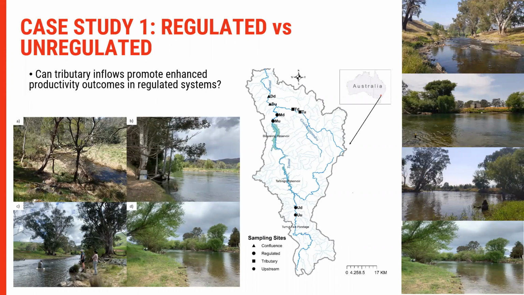So case study 1. This study came about more from the point of view of whether tributary inflows could enhance productivity outcomes in regulated systems. So basically we have the Tumut River here, and if I can show you with my pointer, the Tumut River flowing down, and then you have the different reservoirs here. Blowering Reservoir is the one above our sites, and then we had sites upstream as well. But then we have this unregulated tributary nearby called the Gubagandra that joins the Tumut River downstream from these reservoirs. So we wanted to know whether this tributary, the Gubagandra, could enhance productivity outcomes downstream of where it joined.